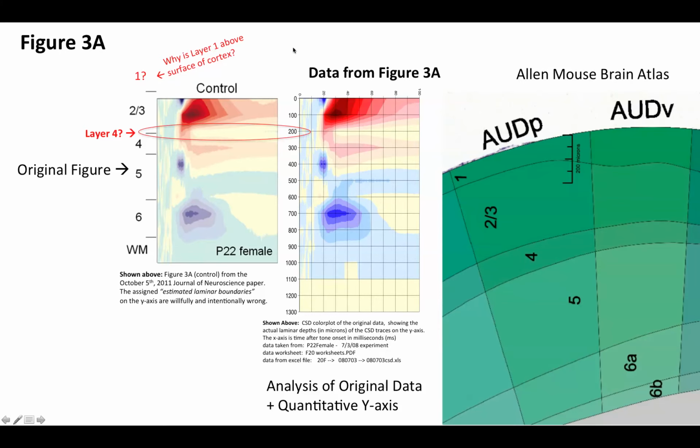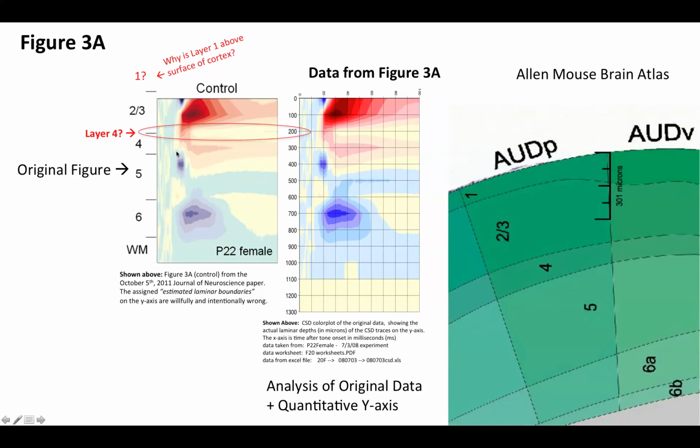And this is, I guess at best you could say, a failure to apply Occam's razor. What's the simplest explanation of something? The simplest explanation is that, well, you recorded this sink at a depth of 100 microns, so it's a layer 1 sink. It's a superficial layer 1 sink. That's a much more straightforward explanation than positing that layer 1 is above the surface of the brain, which is a pretty wild hypothesis.